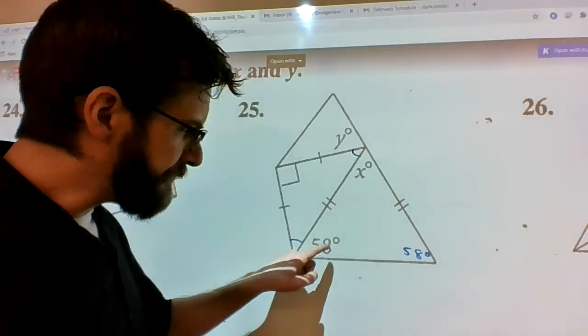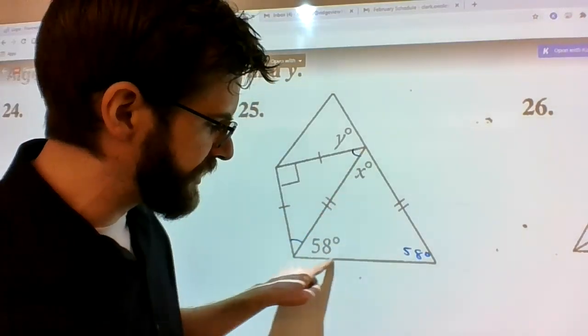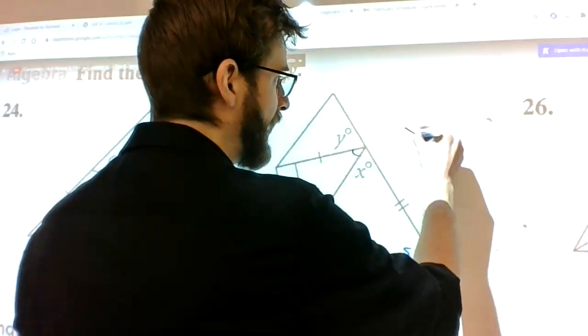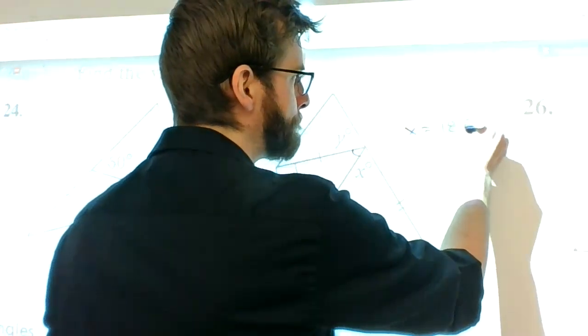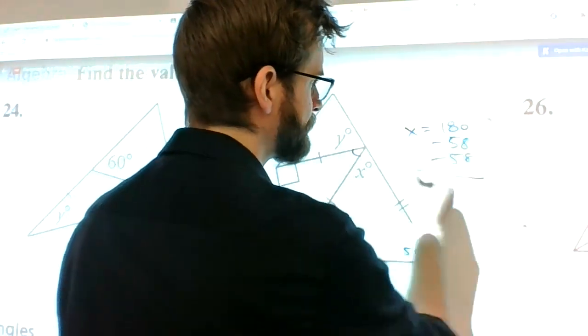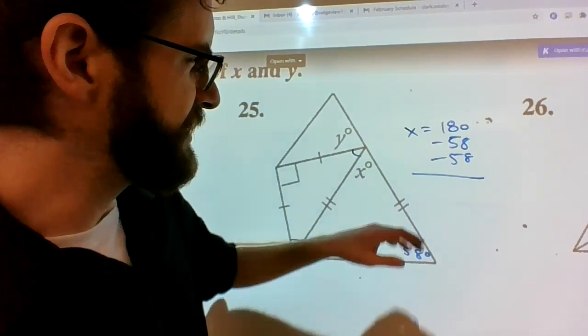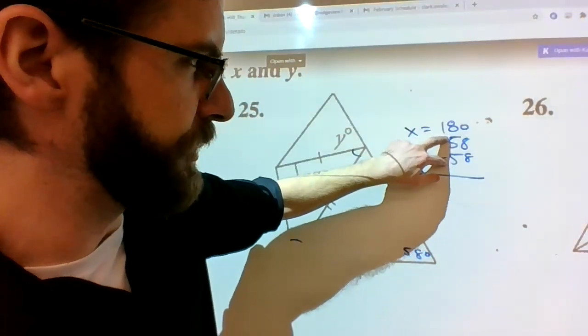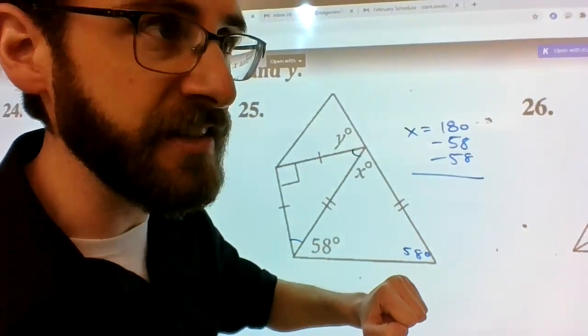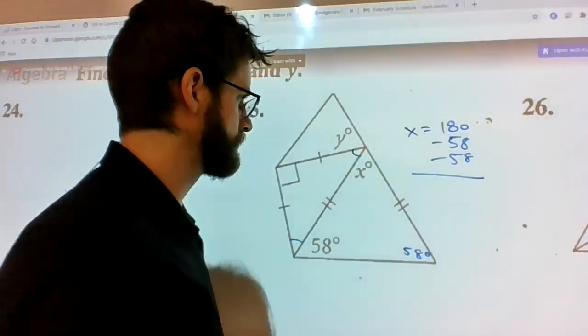Now, if you have two of the three angles in this triangle, you can solve for x right off the bat. So x is equal to 180 minus the other two measures, minus 58, minus 58. Let's see, this is like 180 minus 100, which is 80. And then take away 16. 80 minus 16, 64.